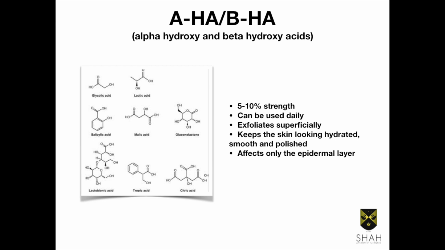Now, the first category of superficial exfoliants I'm going to talk about are called the alpha and beta hydroxy acids. Now, these are fruit acids that, when initially used in a low strength manner, maybe 5 to 10%, can be used on a daily basis to superficially exfoliate the skin. This gives the skin a little bit more polish, hydration, and smoothness to it, but it really only affects the external or epidermal layer.